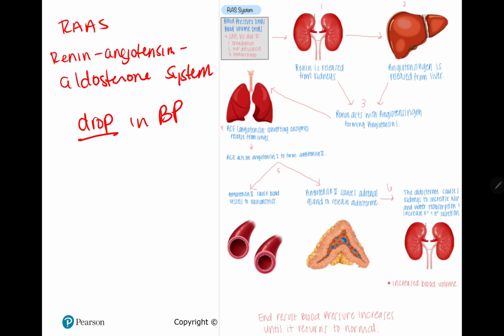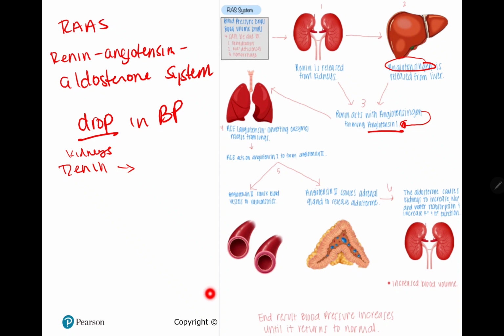And so what happens is the arterioles in your kidneys will recognize the low blood pressure. In your renal system, your kidneys will produce renin. That's the first one. Renin will then get into the bloodstream, and it's going to convert angiotensinogen into angiotensin 1. It just cleaves it and converts it into angiotensin 1.